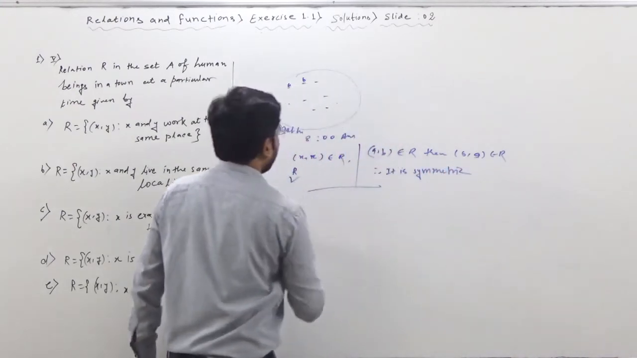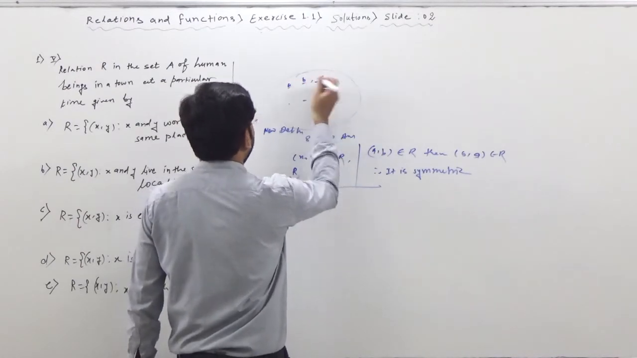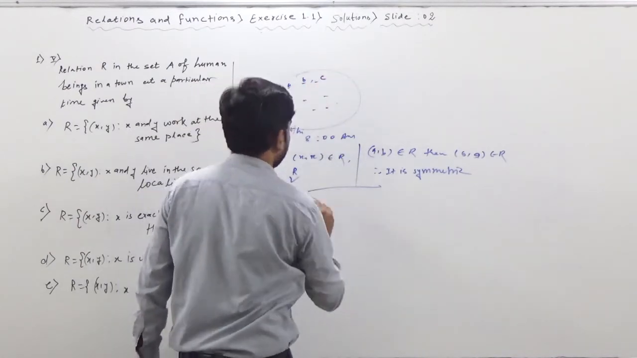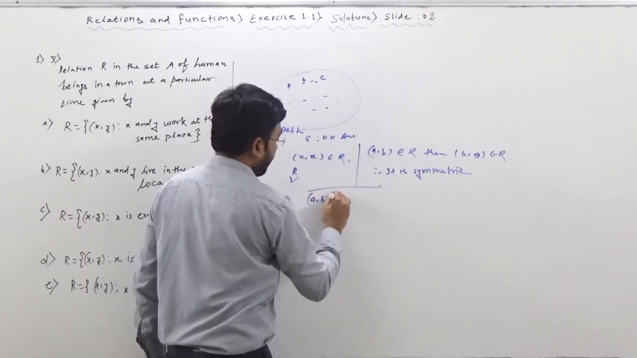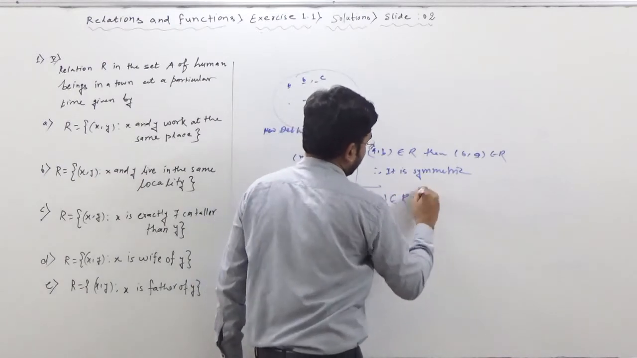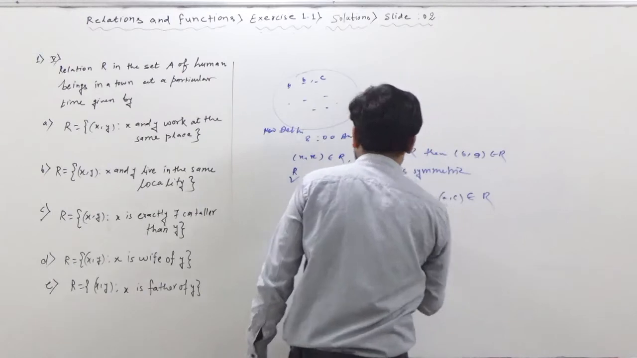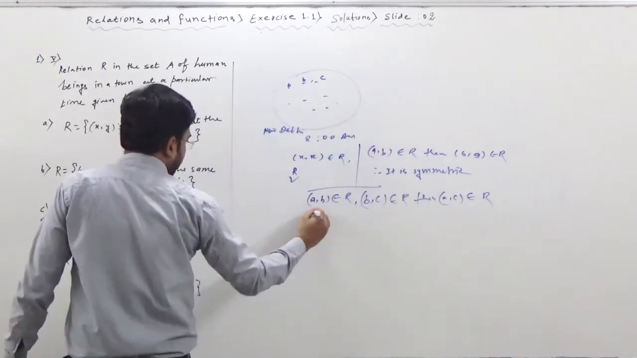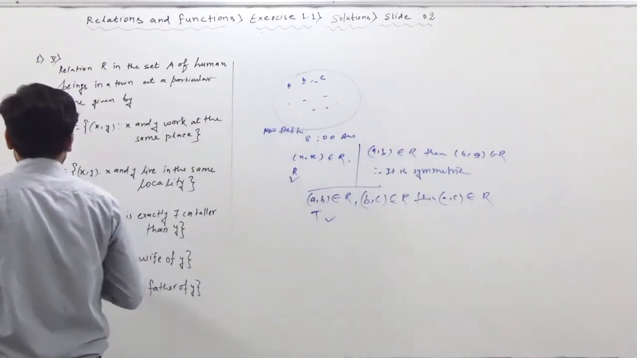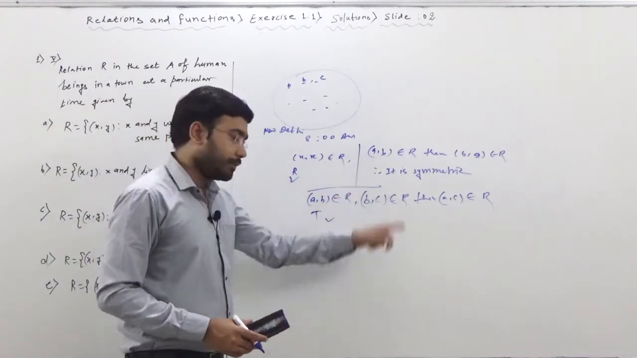Okay, now what about transitive? (a, b) is there, of course (b, c) can be there, then (a, c) is also there in this particular town itself. So yes, (a, b) belongs to R, (b, c) belongs to R, then of course (a, c) also belongs to R, therefore it is a transitive relation. Alright, next. So it is reflexive, symmetric as well as transitive.